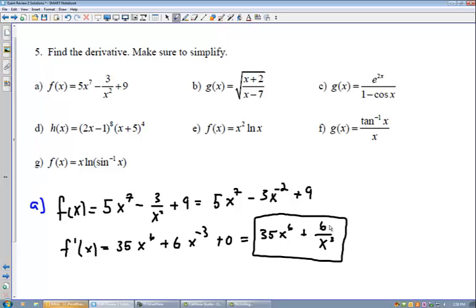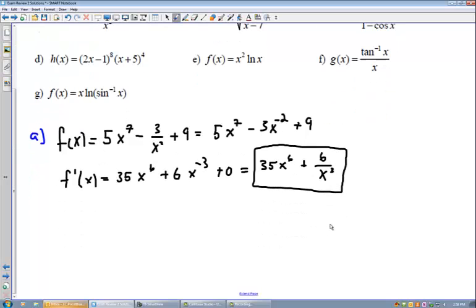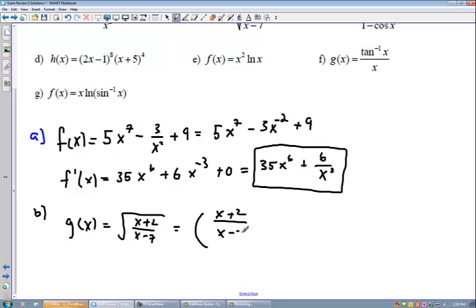Part B is a little bit harder. So let's copy down part B. I have g of x equal to the square root of x plus 2 divided by x minus 7. Now before I can take its derivative, I need to write this as a power, x plus 2 divided by x minus 7, because I can only differentiate a handful of things, right? Powers, constants, exponentials, logarithms, and trig functions. So e's and ln's, trig functions. And so I'll write this all raised to the 1/2.